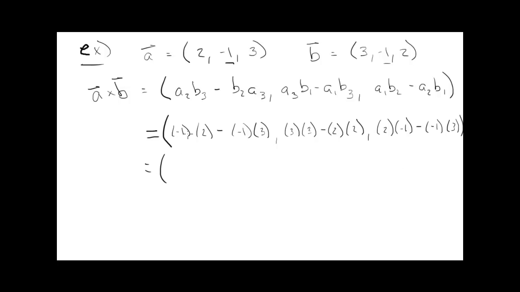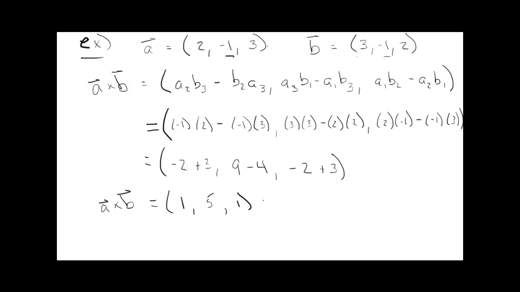So minus 1 times 2, minus 2, plus 3, 9, minus 4, minus 2, plus 3. So the vector is 1, 5, 1. Okay, so this is A cross B. So it turns out this vector should be perpendicular to this vector and this vector.